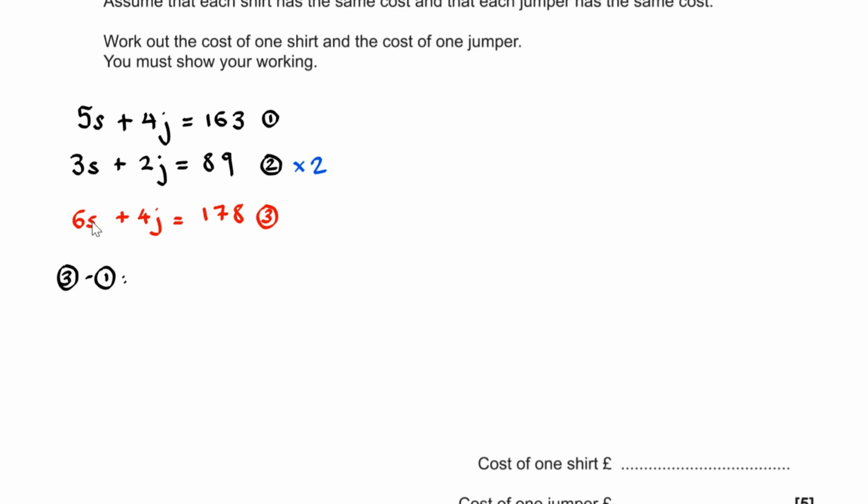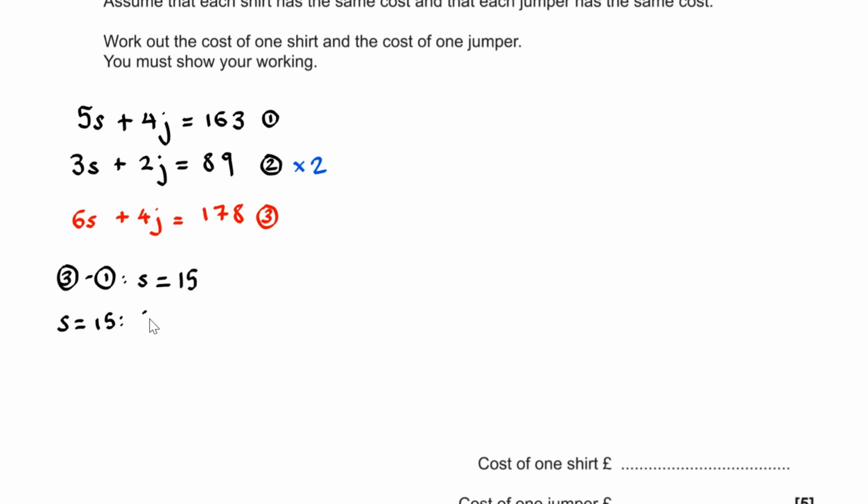And if we do that, 6S take away 5S, well that's just S. 4J take away 4J, that's 0J. 178 take away 163, you'd find that to be 15. So S is equal to 15, and when S is equal to 15, we can find out what J is.